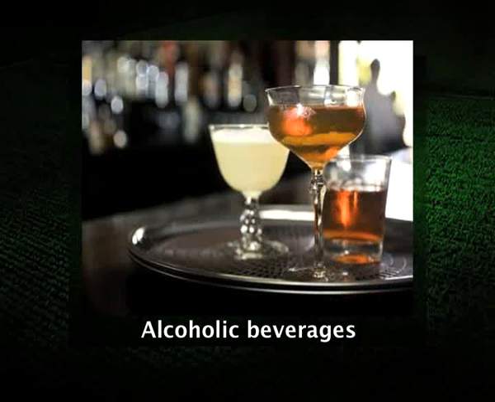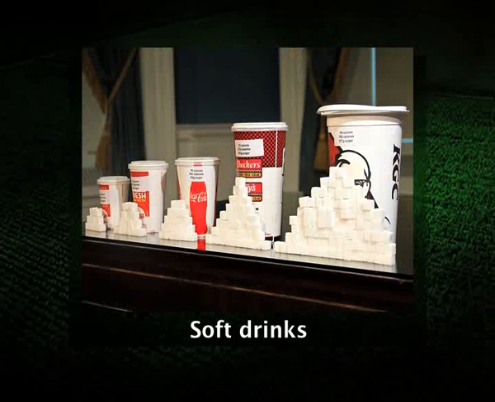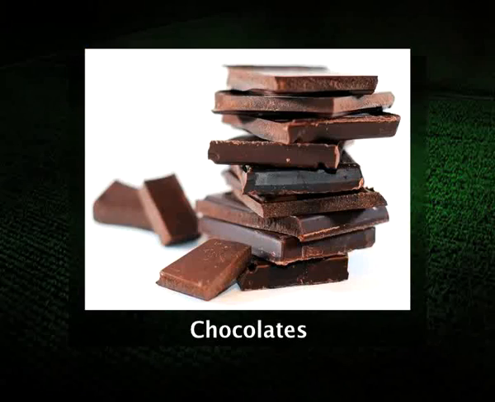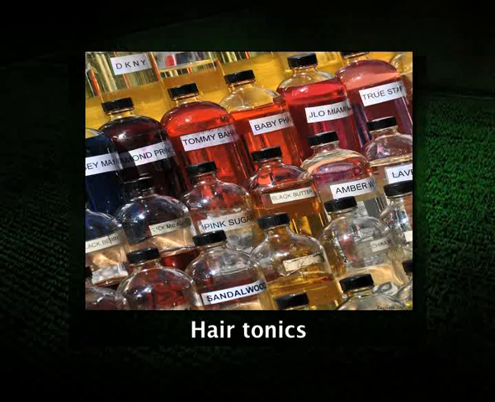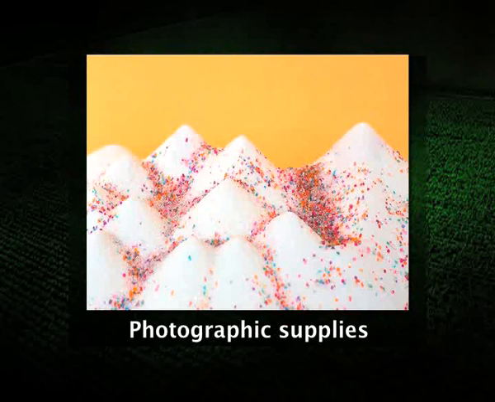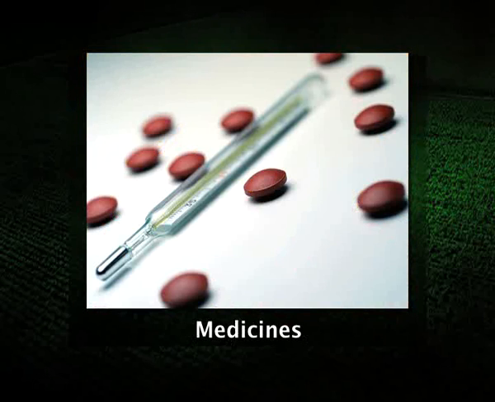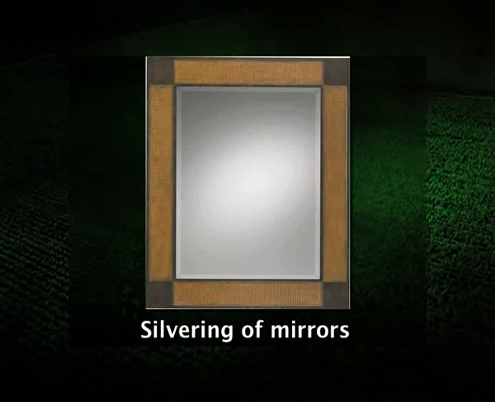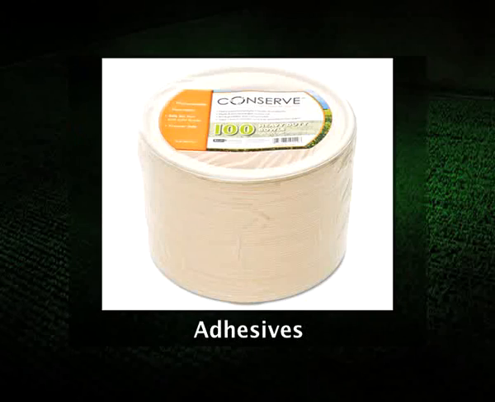Enormous quantities of sugar are used in the manufacture of alcoholic beverages, soft drinks, confectionery, ice creams, chocolates. Cereal manufacturers use sugar as a sweetening agent, as do many other food industries. It also goes into hair tonics, explosives, photographic supplies, and medicines. It helps in the tanning of leather, the silvering of mirrors, and making adhesives.